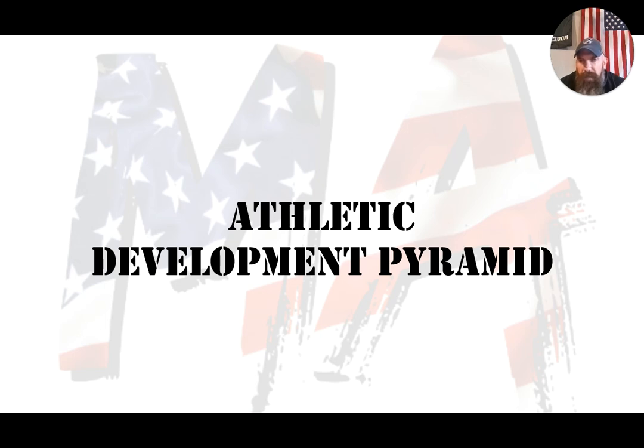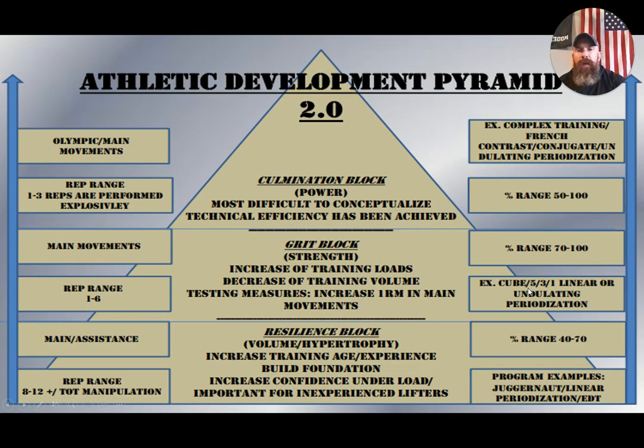I basically took Al Vermeil's performance hierarchy pyramid and then just applied intensities and different program examples for athletic development. So I'll show you the pyramid here. There's three phases: the resilience block, the grit block, and the culmination block. You can picture this as the resilience block being the early off season, the grit block being the later off season, and then the culmination block being your peaking, where you're getting ready for an event, whether it's a season, whether it's a powerlifting meet, whatever that may be.